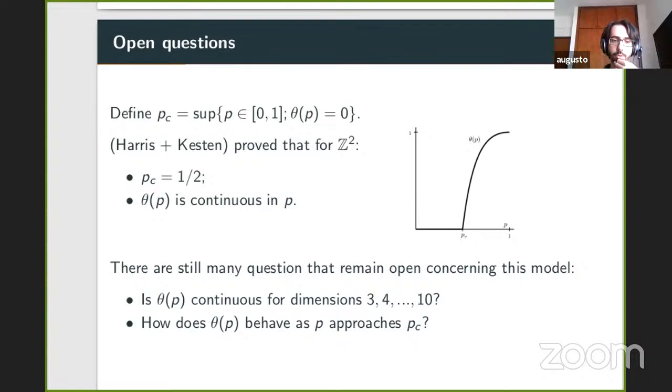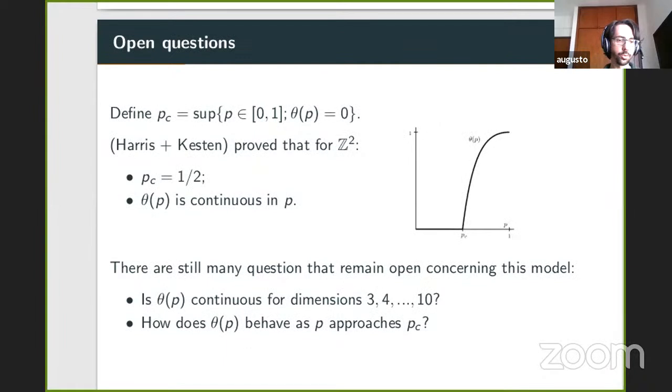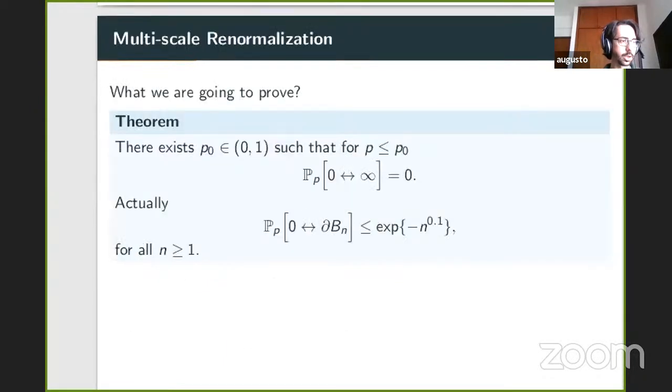And the model is so general, you could change it in very different ways. For example, change the graph, make not a lattice, but something more similar to a social network, a graph where everyone can communicate with everyone. There's no geometry. So this is full of directions to move. We are going to stick to the classical case.